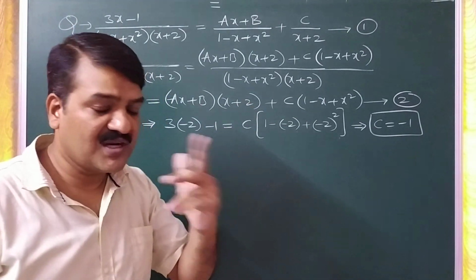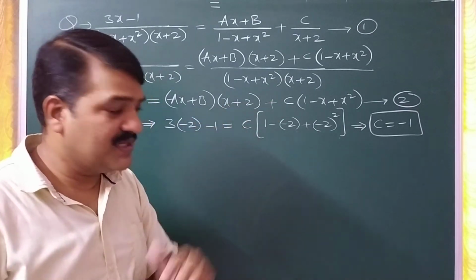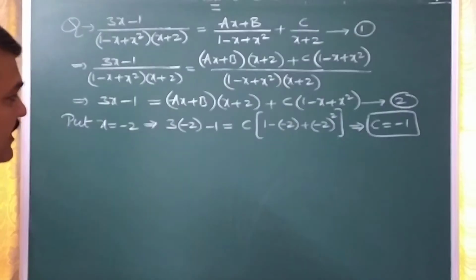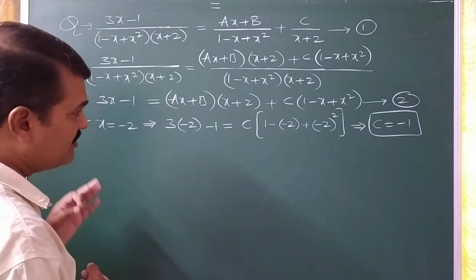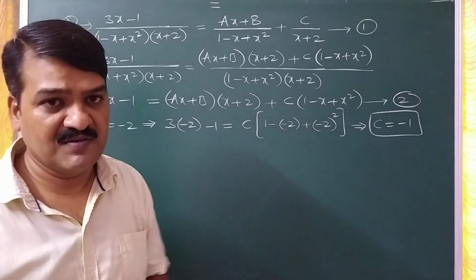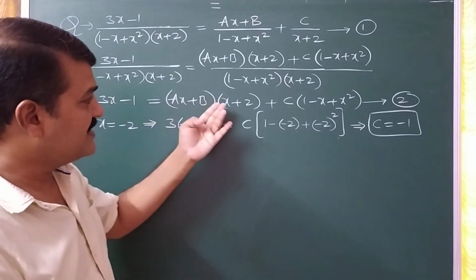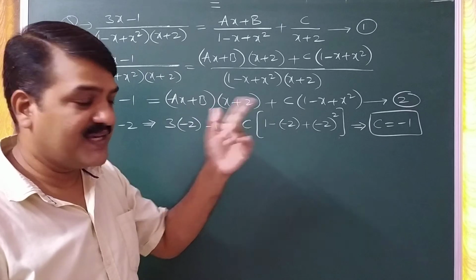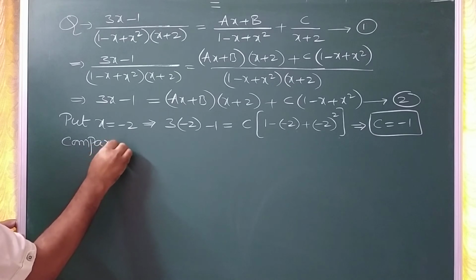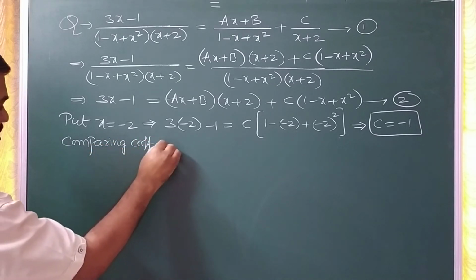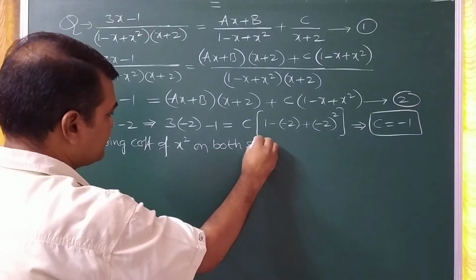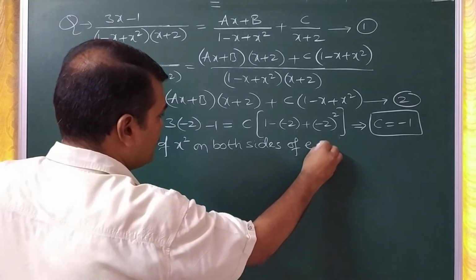So when substitution is not possible to get the values, what will we do? We will compare the coefficients on both sides. So the general practice is what? We start with the highest power of x. What is the highest power of x? That is 2. X square is the highest power. So we will start by comparing coefficients of x square on both sides of equation 2.